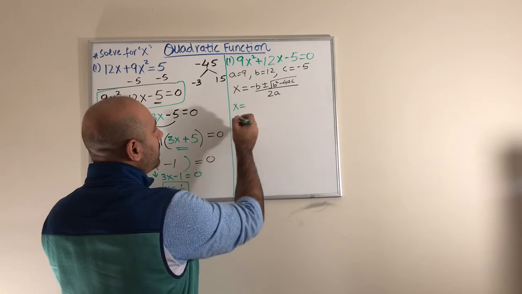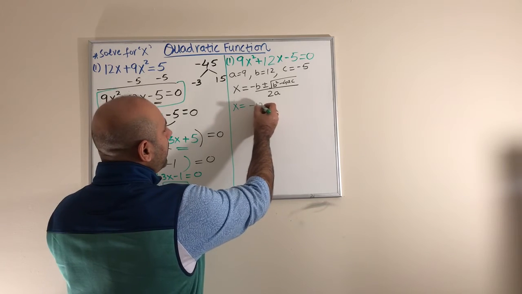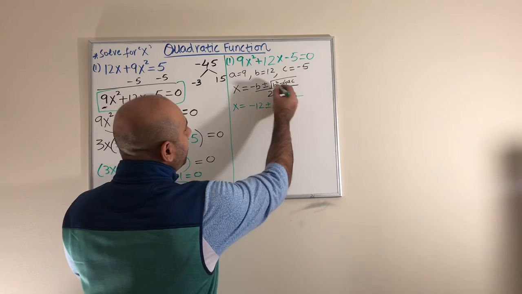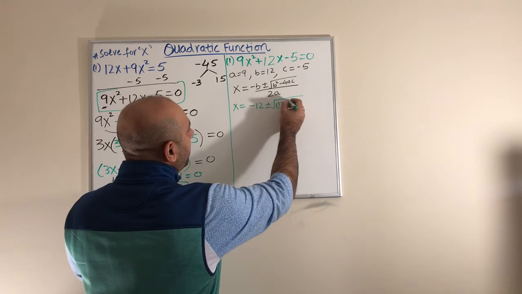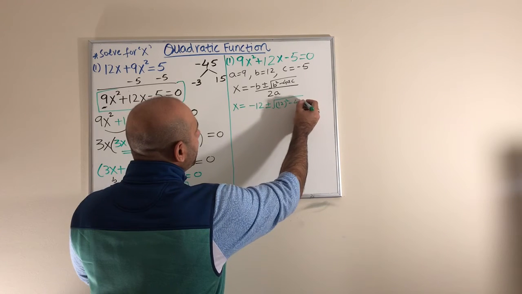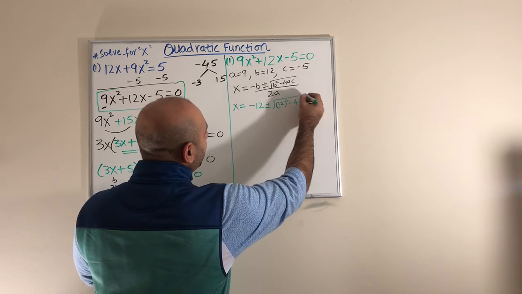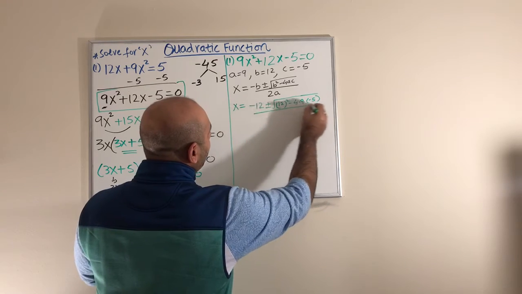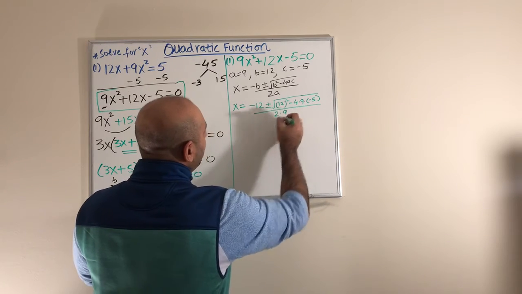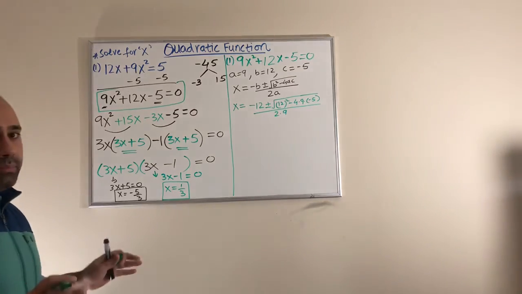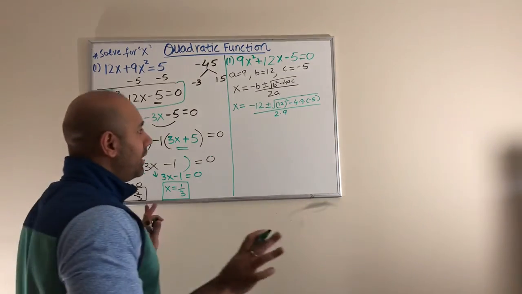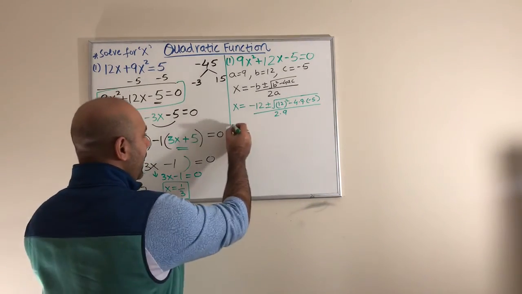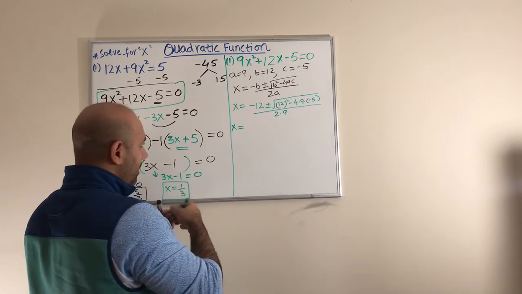So we have x equals -12 plus and minus radical of 12 squared minus 4 times a, which is 9, times -5. And this whole thing has to be divided by 2 times 9. Guys, I just simply substituted the values. That's all I did in this step. In the next step, let us try to simplify.